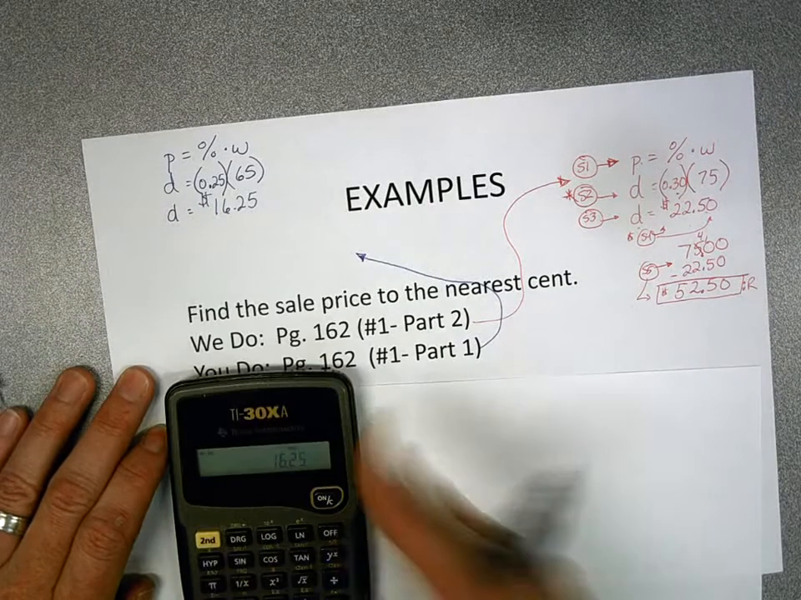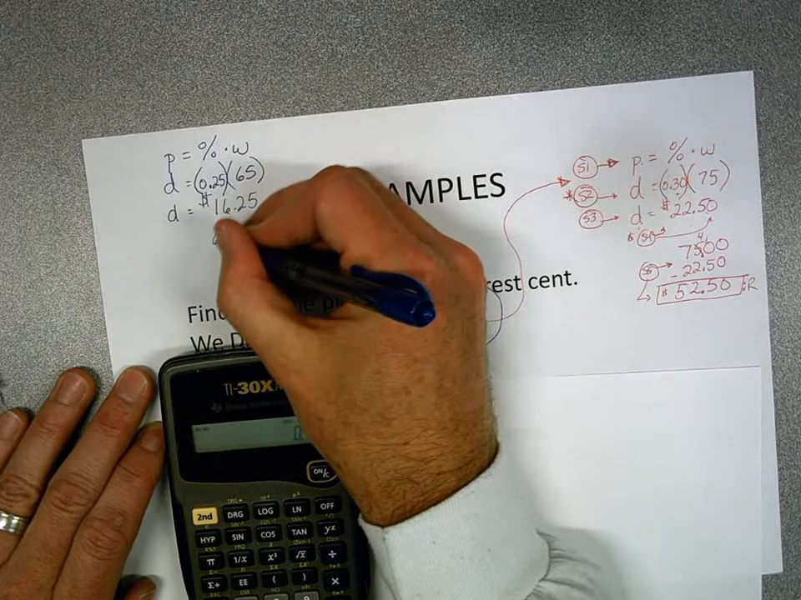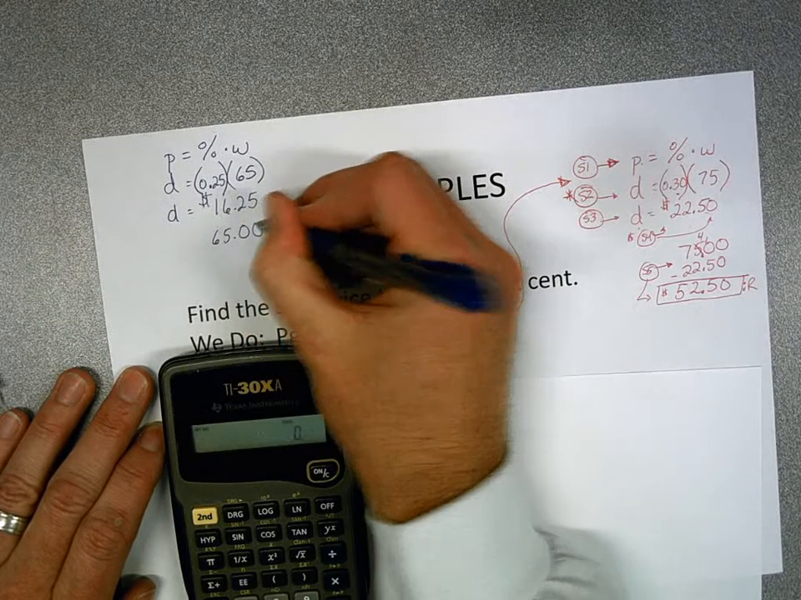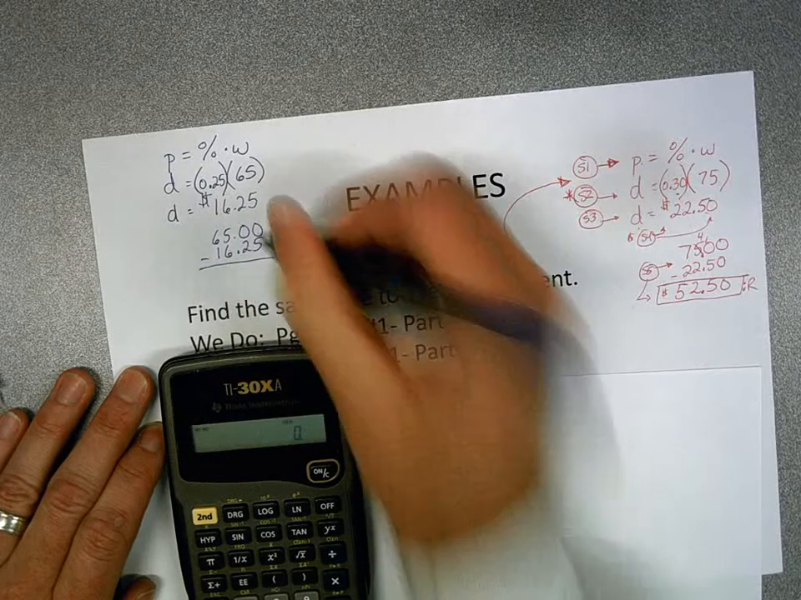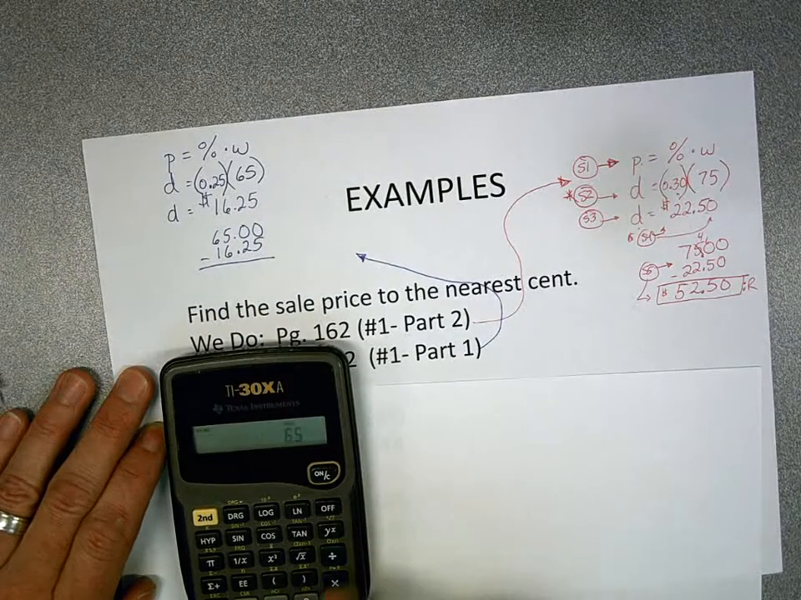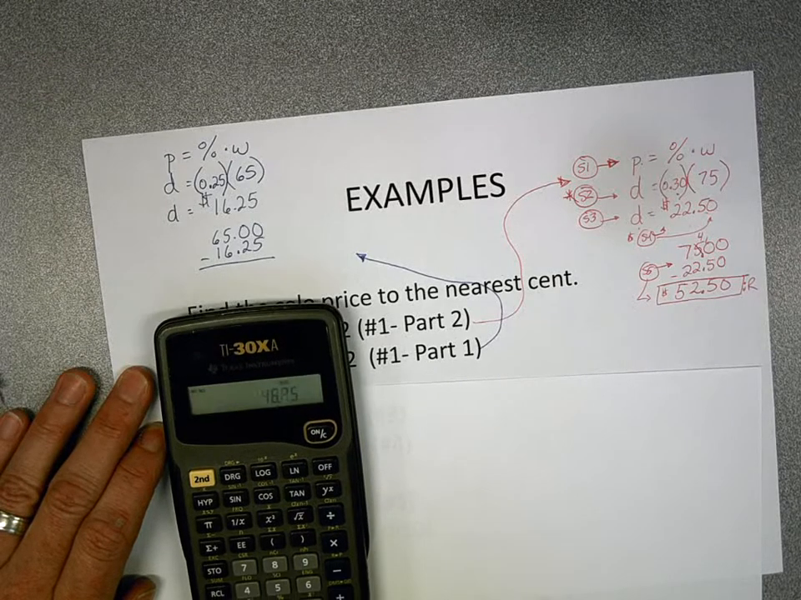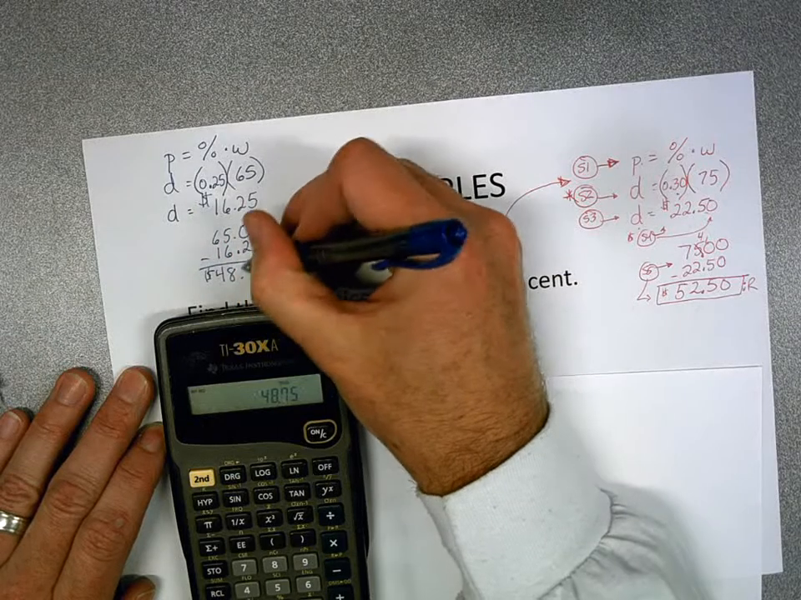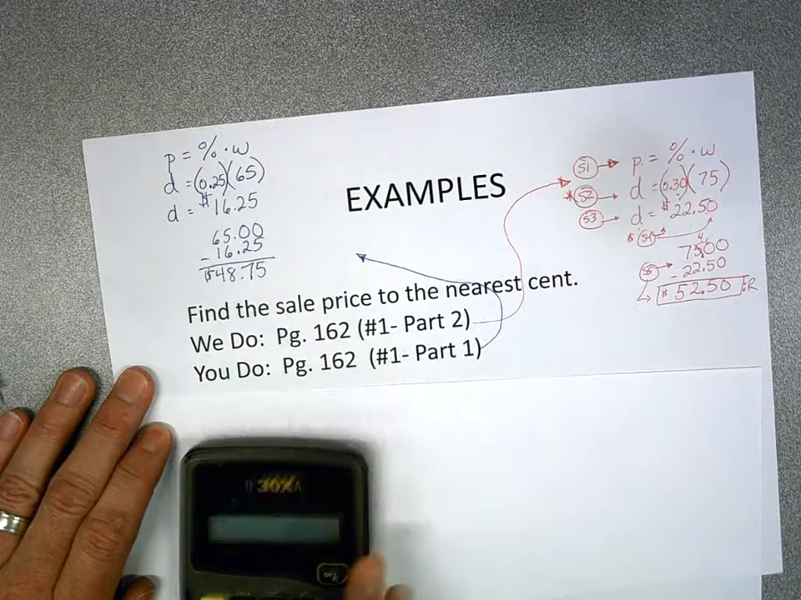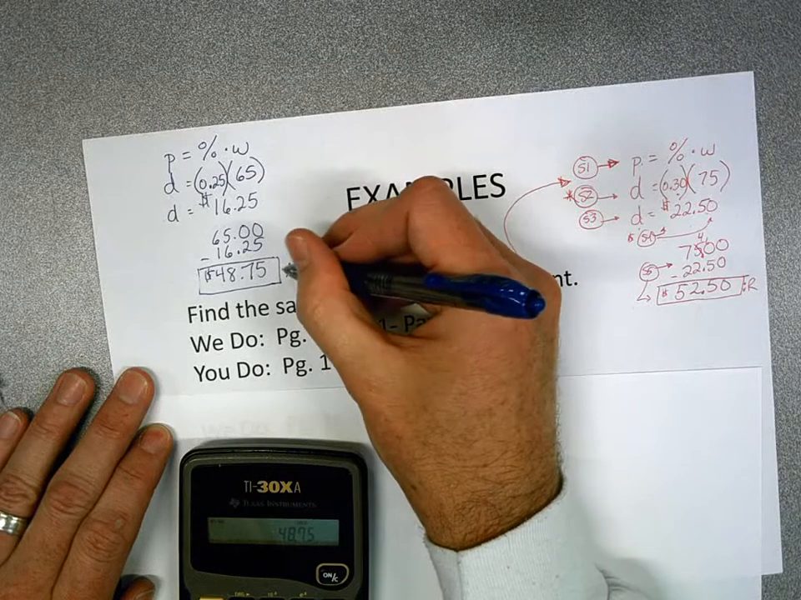So I'm going to take my $65, the original price of the backpack, and take off her discount, which is subtracting her discount. So $65 minus $16.25 equals, and I get $48.75. And guys, that is Mary's bag.